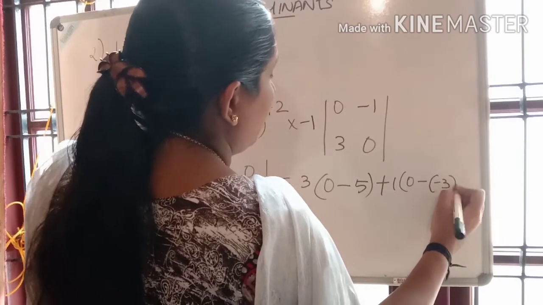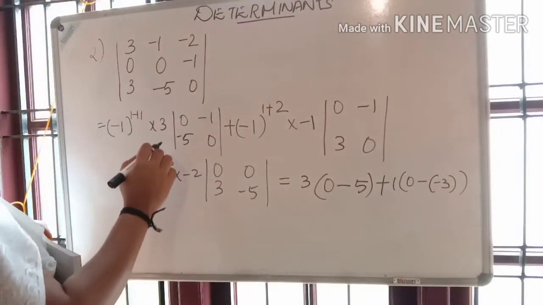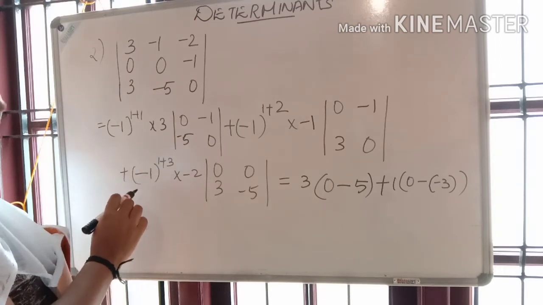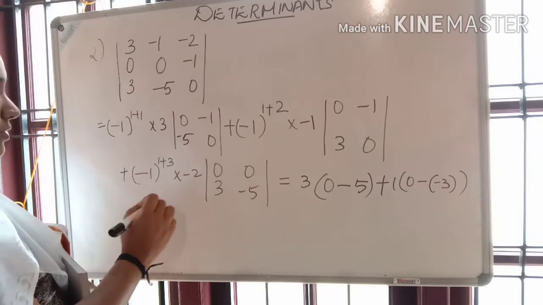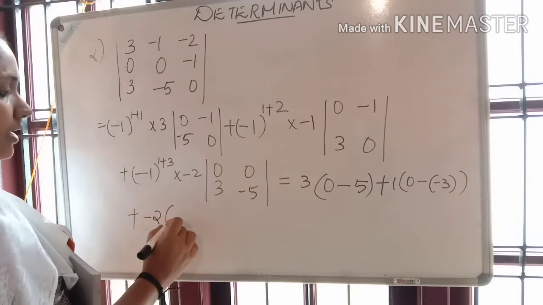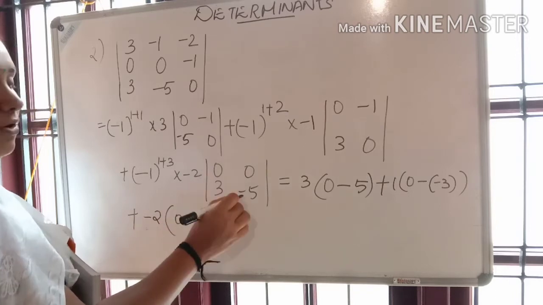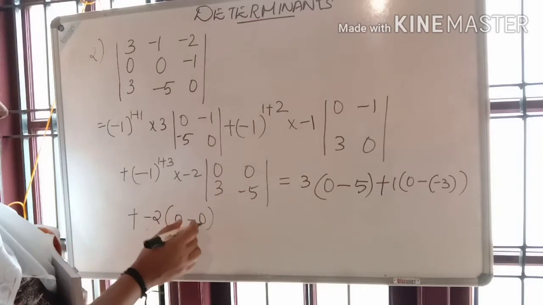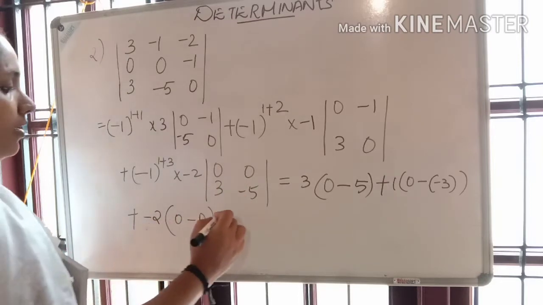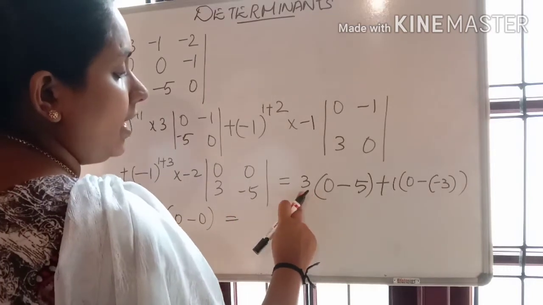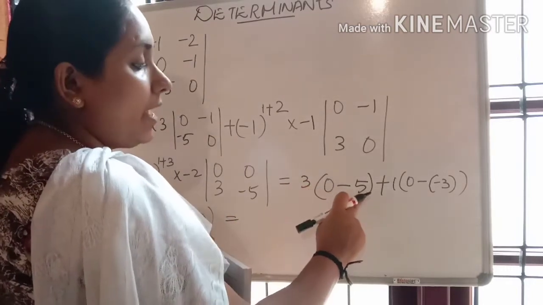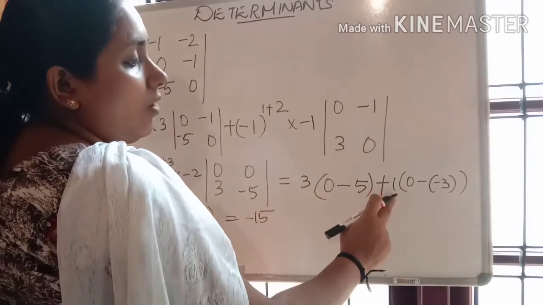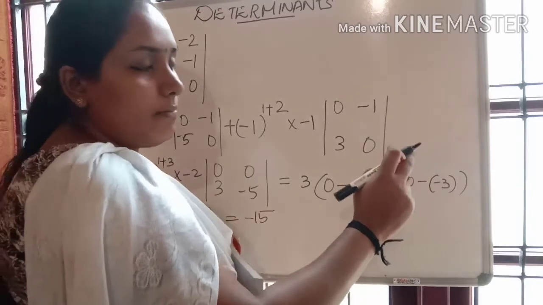Here we get the answer as minus 1 into minus 1 plus 1 plus 1 into 0 minus of minus 3, okay, plus next one is minus 1 power 4, we will get the answer as 1 into minus 2 into here 0 minus 0, right? 0 into minus 5, 0, minus 3 into 0, 0. So 0 minus 0, that is 0, 0 into minus 2, 0. We'll get the answer as 3, see here, 0 minus 5, that is minus 5 into 3, that is minus 15. Minus into minus 3, that is plus 3.